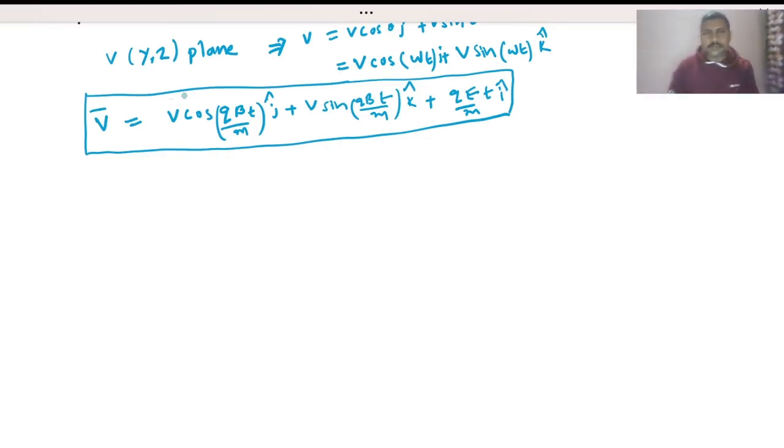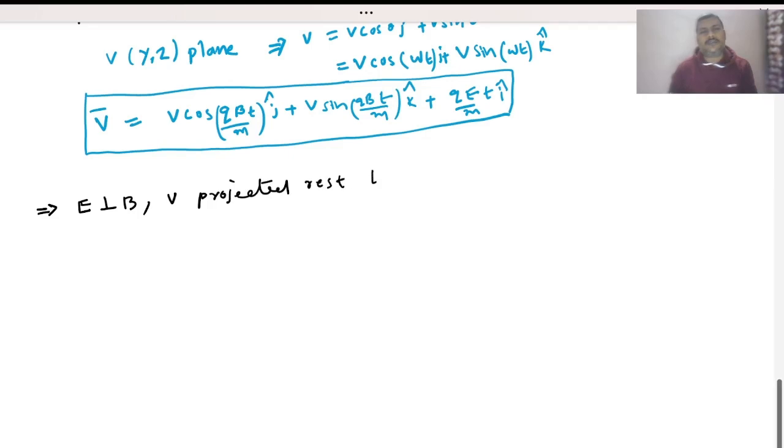Now the next model, where E is perpendicular to B. E is perpendicular to B, and V is also perpendicular to these two. In the before case, E is parallel to B and V is perpendicular. Here also E is perpendicular to B, and V is perpendicular to one of them, or it is projected, not perpendicular. Perpendicular to both means mutual perpendicular will come, so that case is already over. So now here I will go with V projected from rest. At t equal to 0, the velocity of the particle is 0 in both the fields.